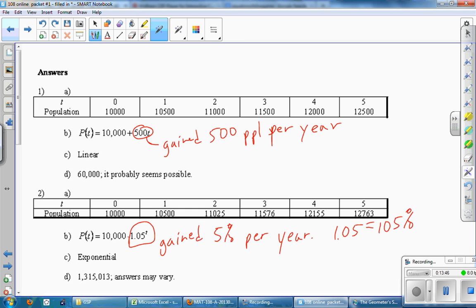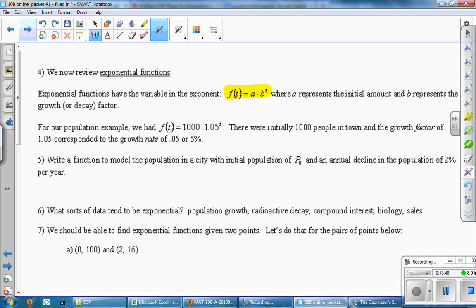We did. My fault. But we'll go with what's written here. Initially 1,000 people in town, and the growth factor of 1.05 corresponded to a growth rate of 0.05, or 5%. So let's move on to number 5.